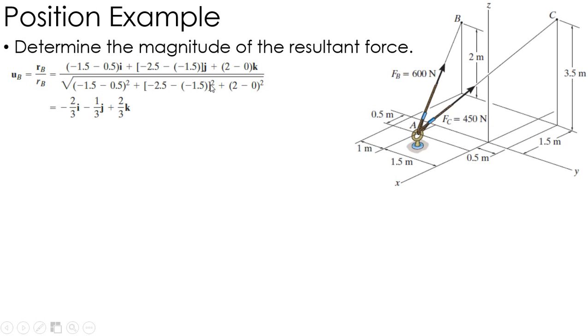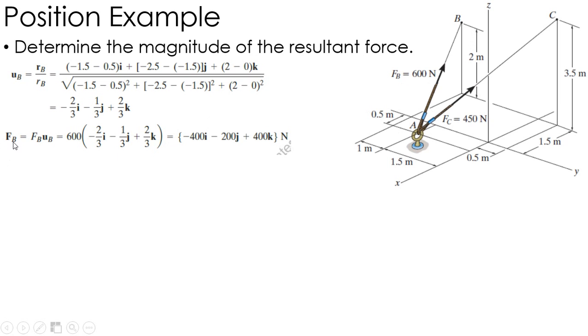So the square root of the sum of the squares gives me the magnitude of the position vector. And I'm left with my unit vector, which is just -2/3, -1/3, and +2/3. And if I took the square root of the sum of the squares of this, I'd find that the magnitude is 1, which is what a unit vector is. So that's the unit vector from A to B. Now I simply multiply that times the 600 to get this force vector.